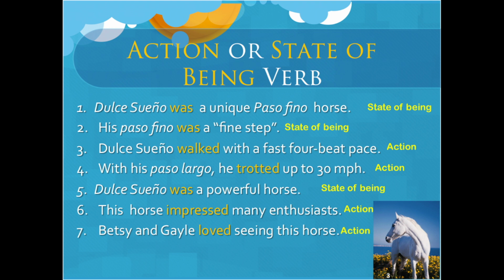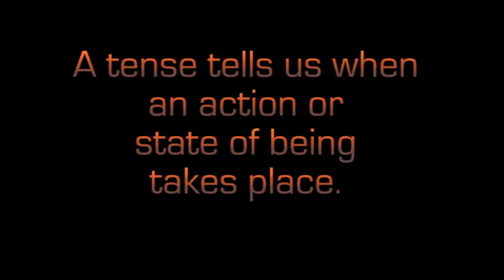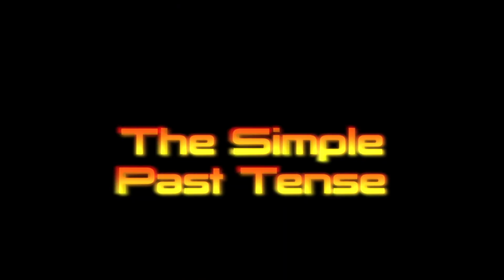An action. Good, because it expresses the mental action that Betsy and Gail share for Paso Fino horses. And we do love those Paso Fino horses. We sure do. So, what is a verb tense? A tense tells us when an action or state of being takes place. That's correct, Gail. And now we will talk about the simple past tense.